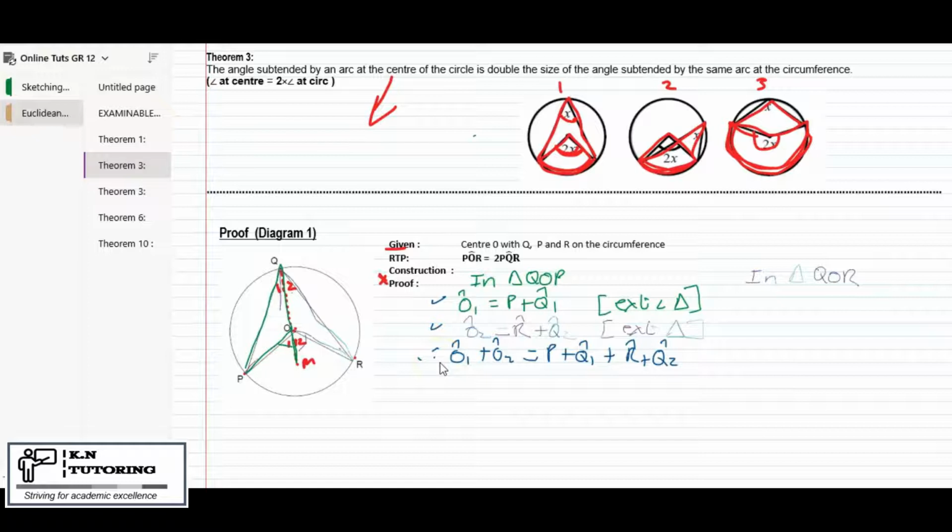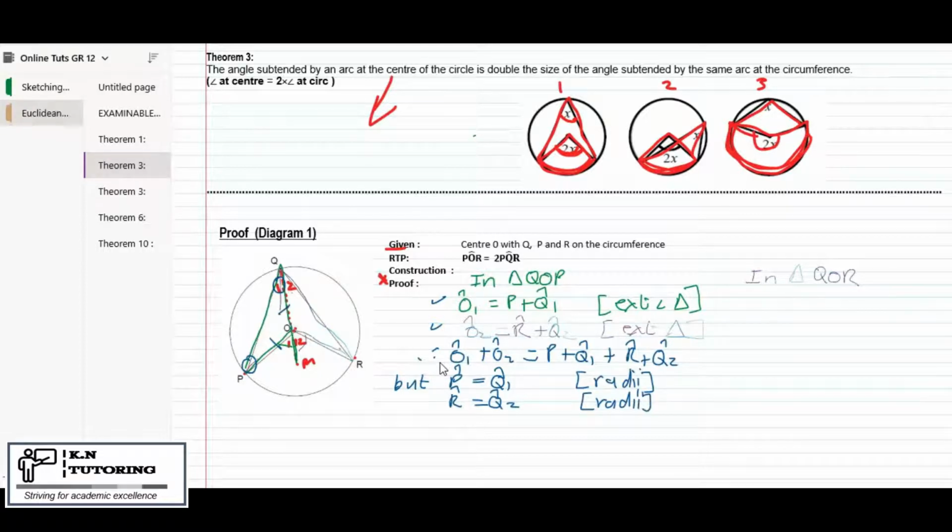Okay, so we're gonna continue and say, but angle P, which is this angle, is equal to angle Q1. How do we know this? Because these are base angles of a triangle, because of the radii. Since this is a radius and this is a radius, the angles opposite the radii are equal. And then on the right hand side, we can say angle R is equal to angle Q2. What is the reason there? The same reasoning, because of the two radii.